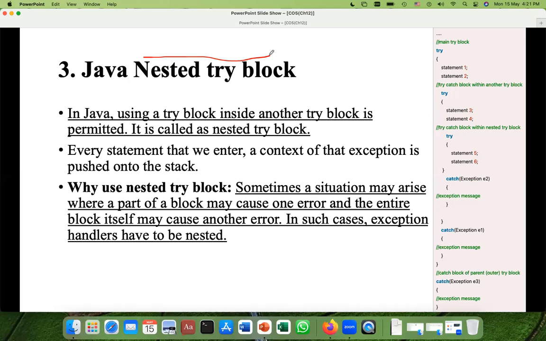So now you have the nested try block. A try block inside another try block is a nested try block. So you can nest try blocks at any level. For example, you have the try block, you can write another try block in it, and another try block in it. You can go up to any level you want. Then you have to write their catch blocks also. Sometimes you will write, sometimes you will not write. And then what would be the effect, you will see with the upcoming examples.